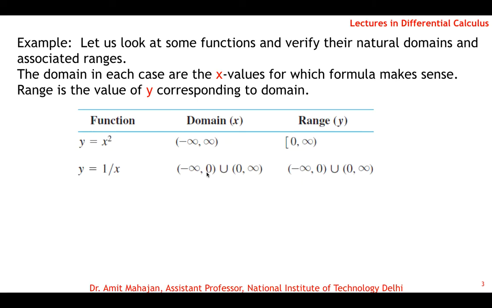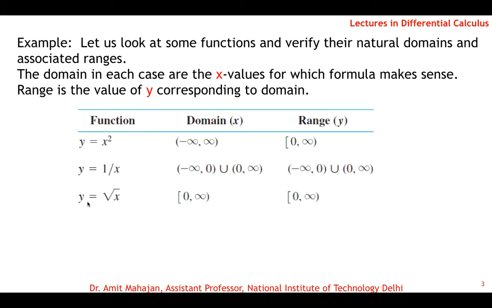So the domain is minus infinity to 0 union 0 to infinity. So x equals 0 is not included in the domain. And the range will be all y values corresponding to this domain. So y is also minus infinity to 0 and 0 to infinity, because x can be written as 1 by y, so y equals 0 is not a possible output.